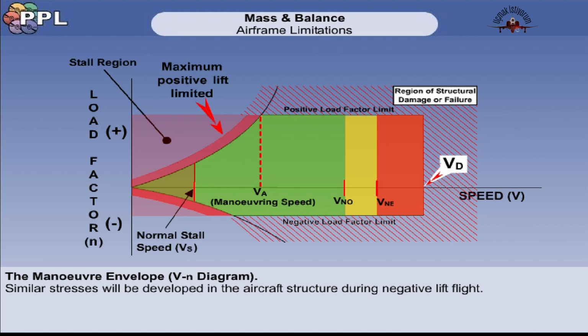The speed range between VNO and VNE is the caution range and should be entered only in smooth air. As we've said, VNE is the speed never to exceed. Between VNE and VD, there is a danger of control surface flutter, which could lead to airframe structural damage or failure.